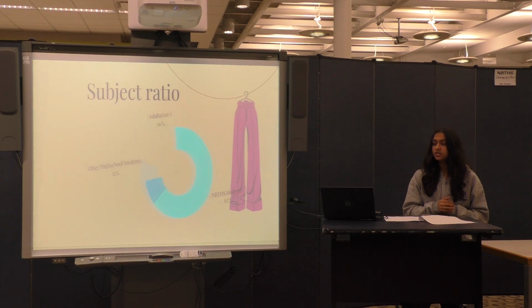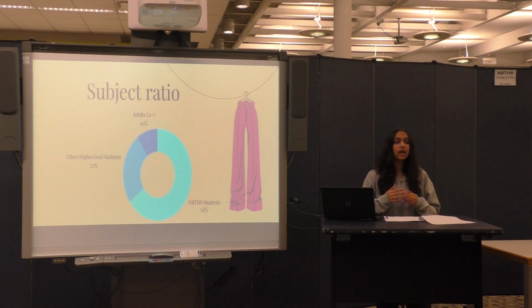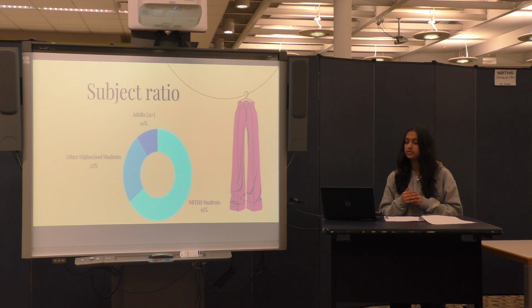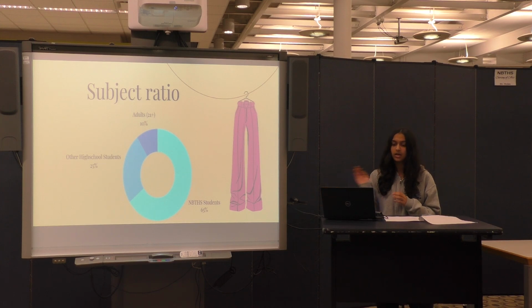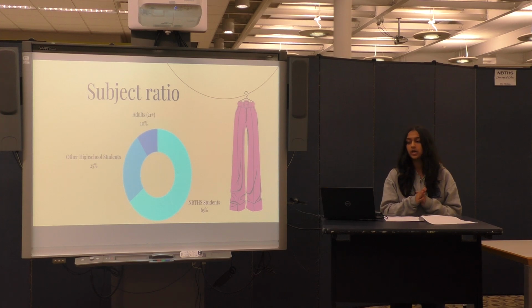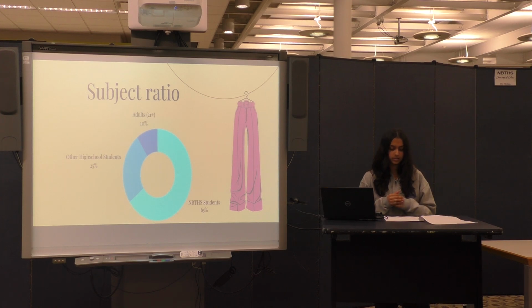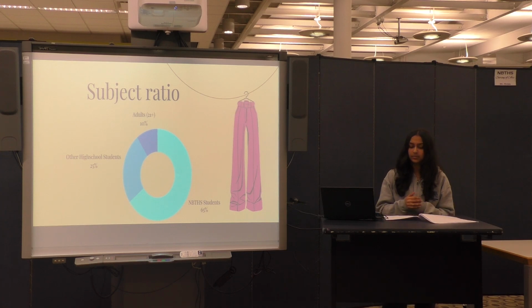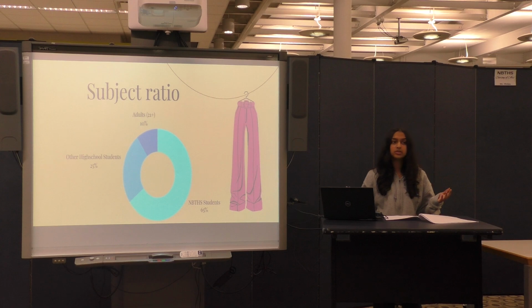So moving on to my subject ratio, after filling out my survey, it appeared that 65% of my survey respondents were NBTHS students, 25% were other high school students, and 10% were adults, so 21 plus. I chose to have this range of people, like I said before, because I want a diverse range of perspectives on my issue.